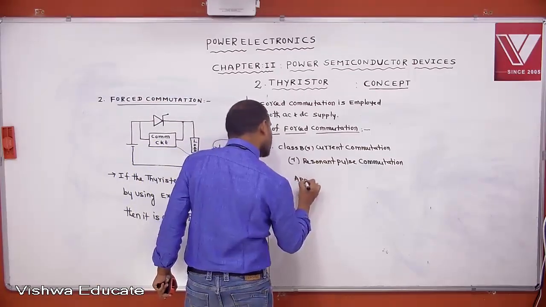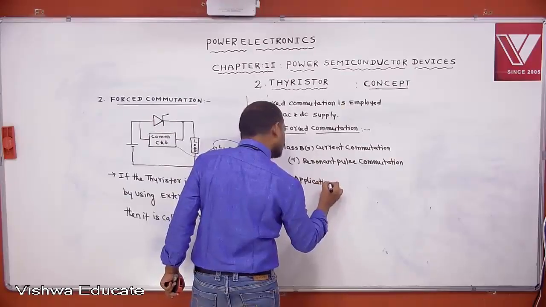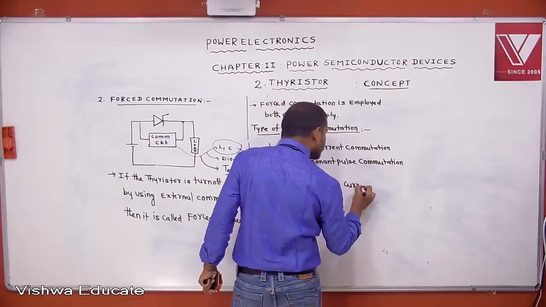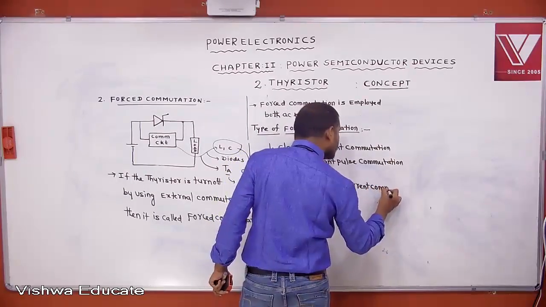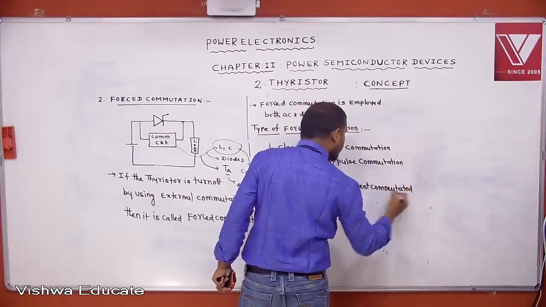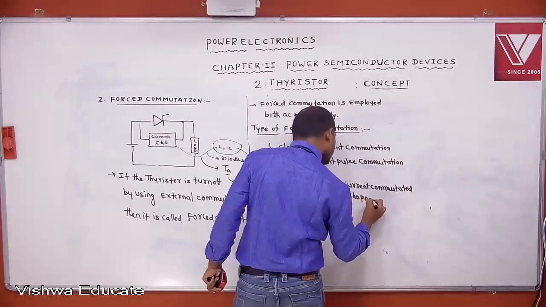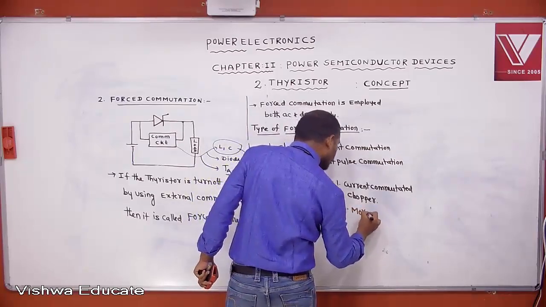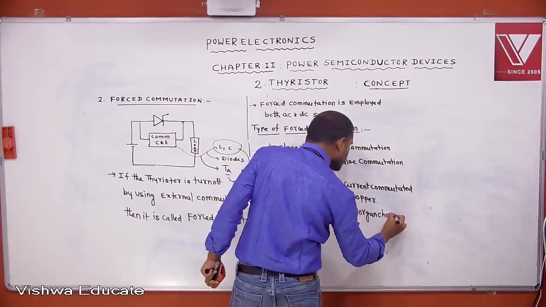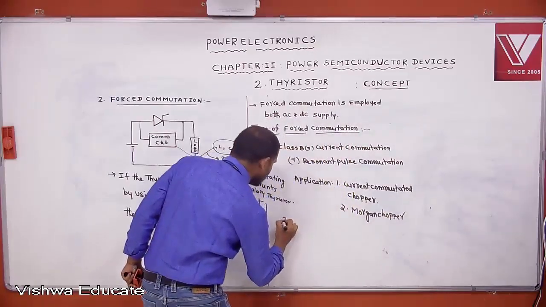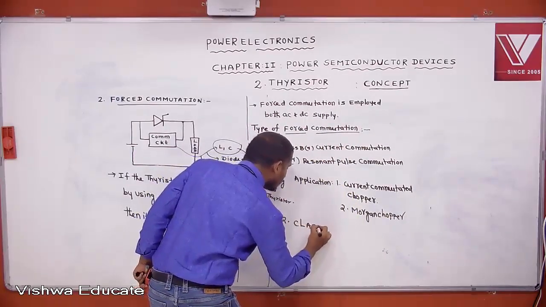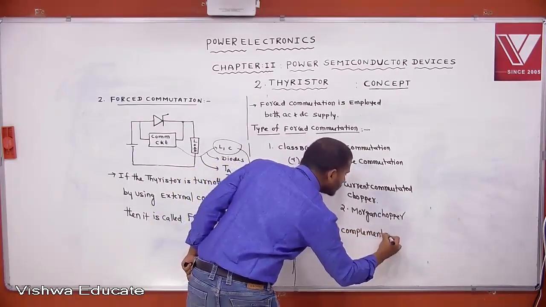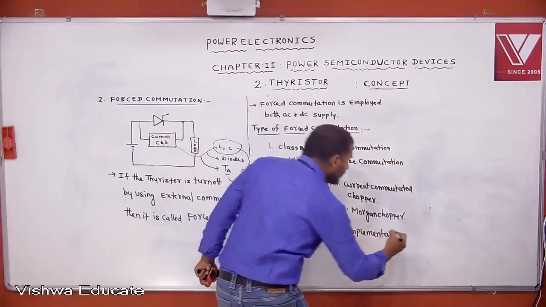Then what is the application of this? One is the current commutated chopper. Another one is the Morgan chopper. This is one forced commutation. The next one is Class C or complementary commutation.